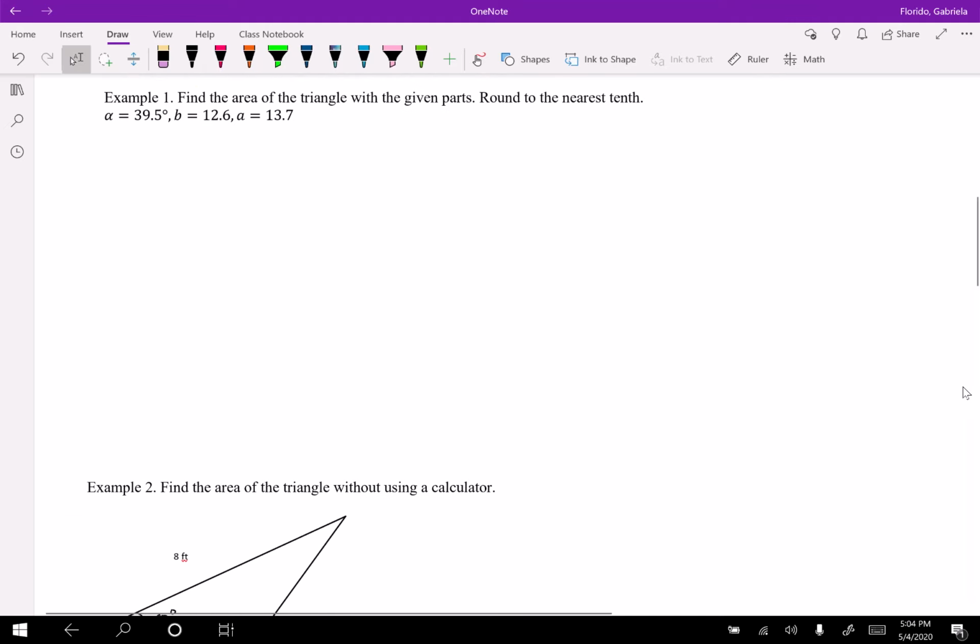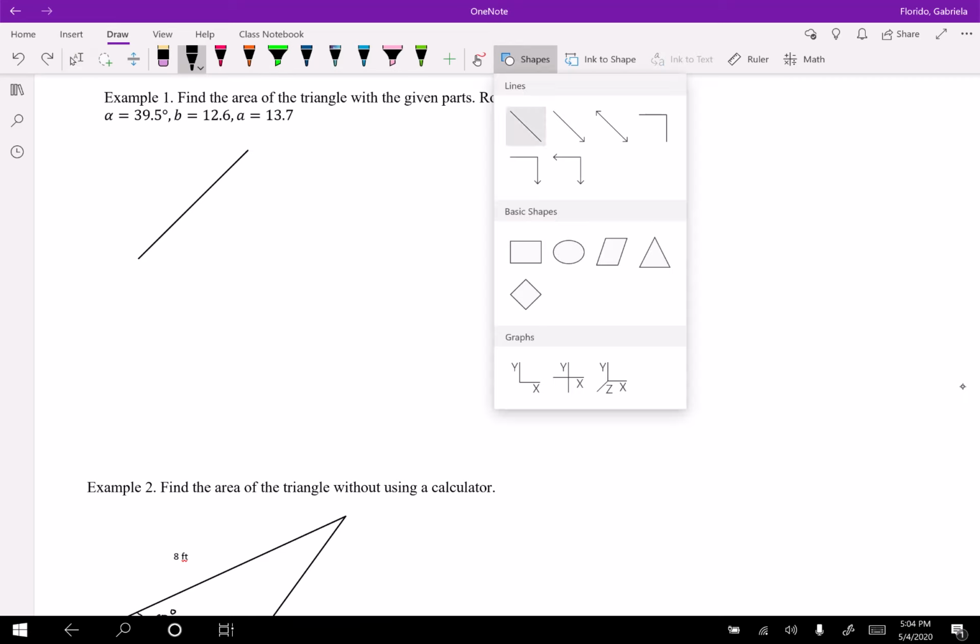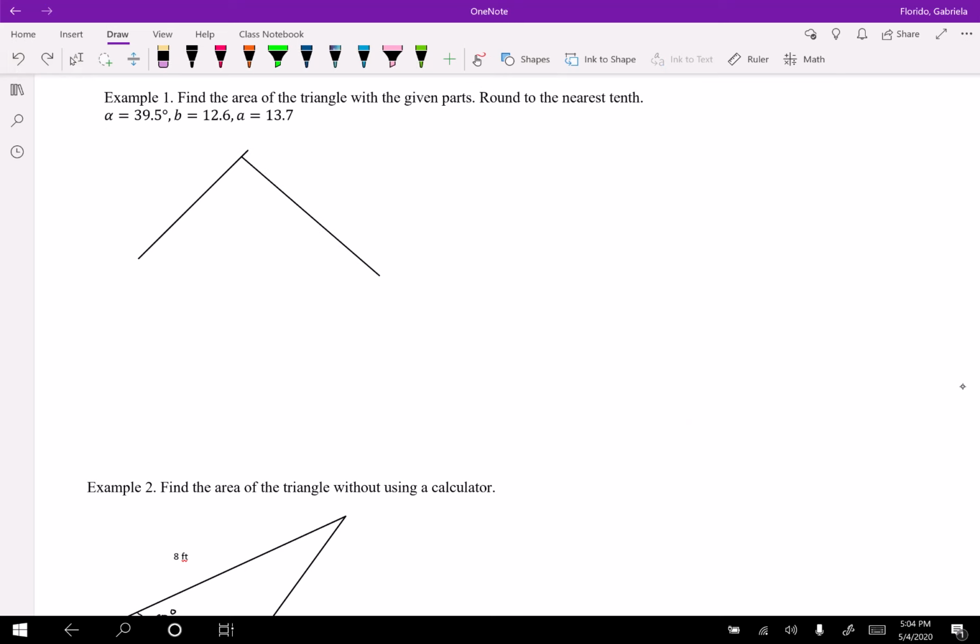So find the area of the triangle with the given parts. Round to the nearest tenth. All right, so let's create a couple of triangles here. All right, and we're given alpha, we're given b, and we're given a.